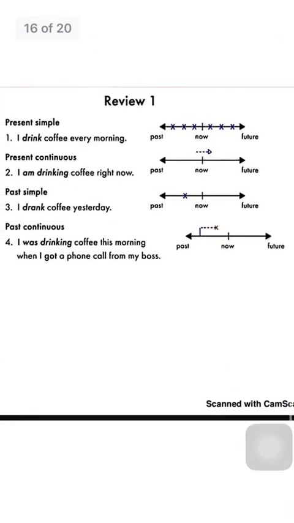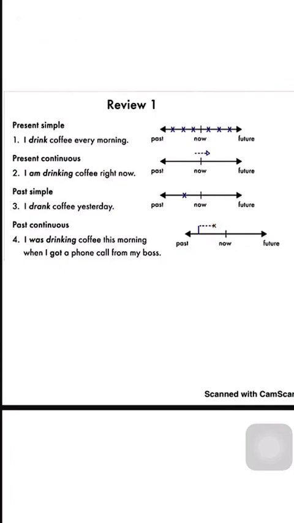Now before moving forward, let's do a quick comparison of the 4 tenses we have looked at so far. I drink coffee every morning is in the present simple tense, as you can see on the timeline now. This sentence expresses a habit or a routine, something that happens regularly. I am drinking coffee right now is in the present continuous tense. It means that I am doing this action at this moment.